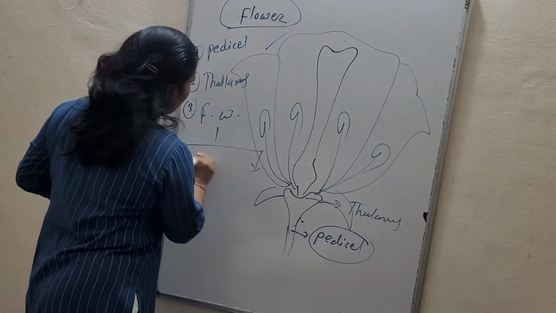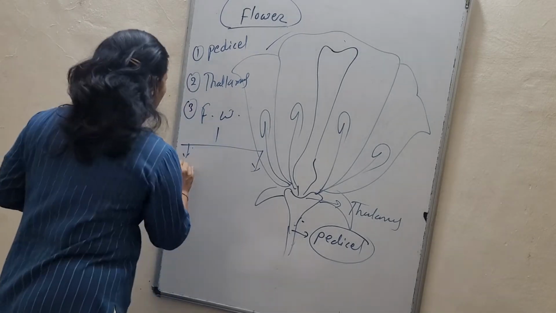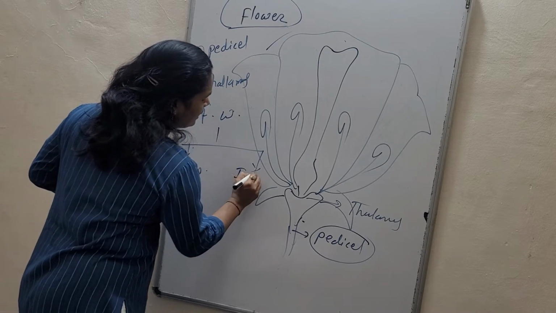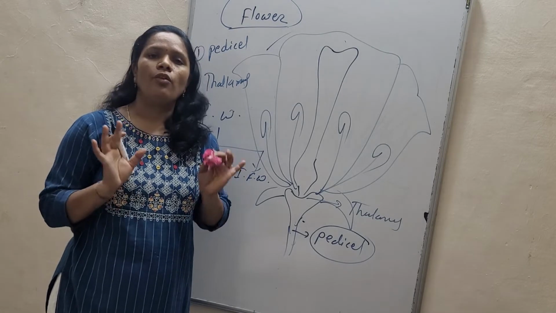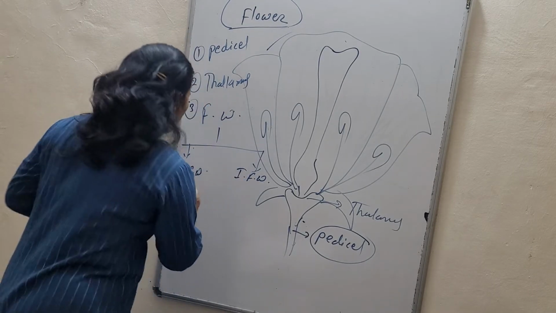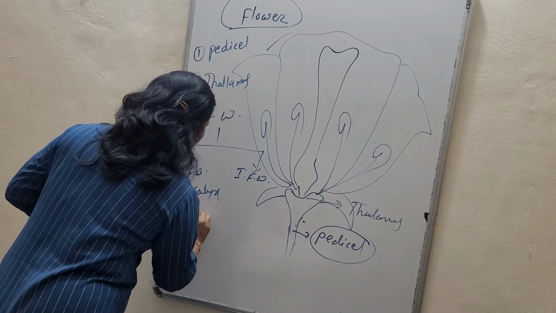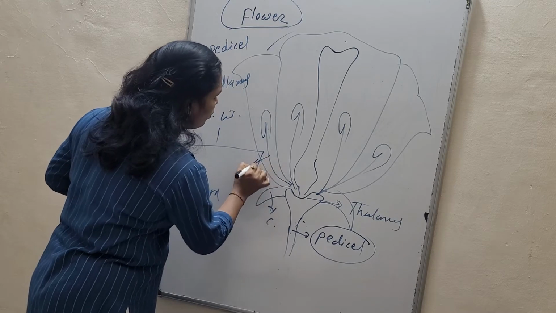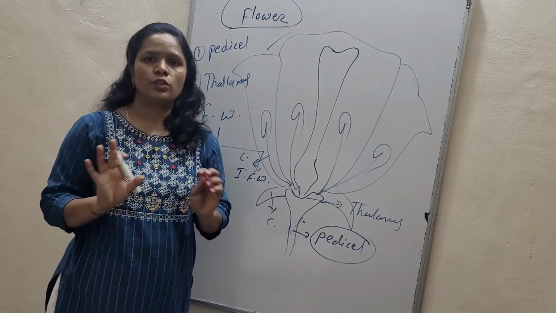When we study the typical flower, there are two types of floral whorls. The first is the accessory floral whorls, and the second is the essential floral whorls. Accessory means non-important, and it includes two: the first is called the calyx, and the second is called the corolla. Both are accessory, meaning they do not directly take part in sexual reproduction.